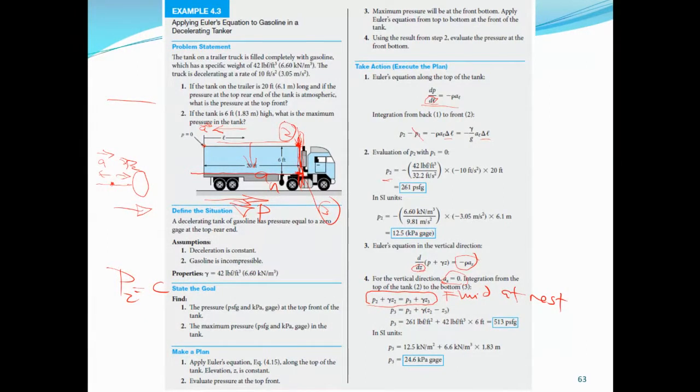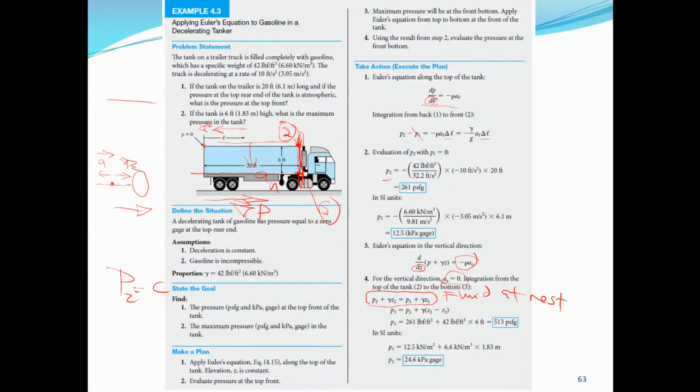So we have already analyzed the pressure here. Then this is like hydrostatic. We already know P2, so we just substitute to find P3. Z2 minus Z1 is just the height of the truck. So the gauge pressure is now 24.6 kilopascal gauge.